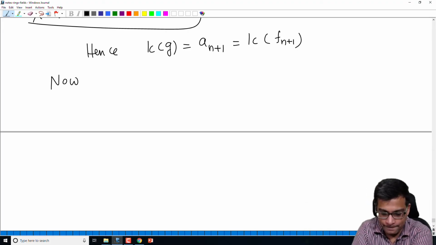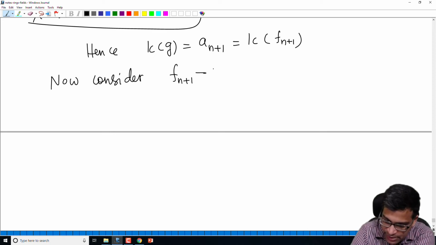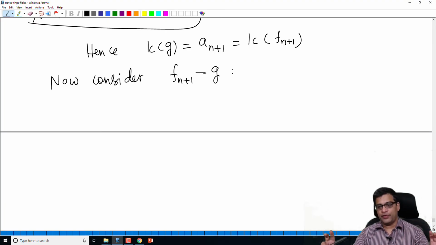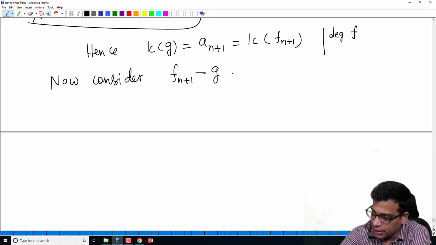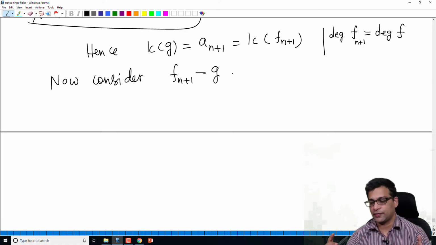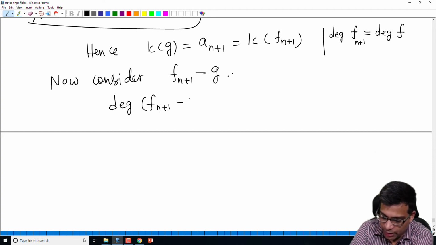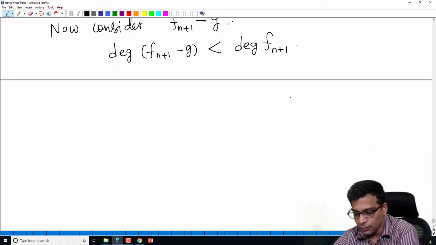Now consider f(n+1) minus G. So you have two polynomials, and first of all they have equal degree. The degree of G is equal to the degree of f(n+1), and the largest degree in each of them is the same, and moreover the leading coefficients are also the same. So when I subtract, the degree of f(n+1) minus G is strictly less than the degree of f(n+1), right? Because you have two polynomials.